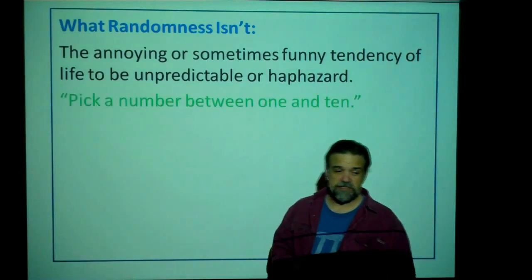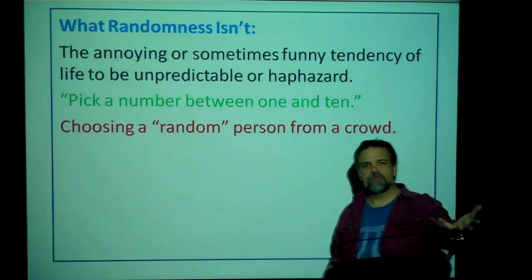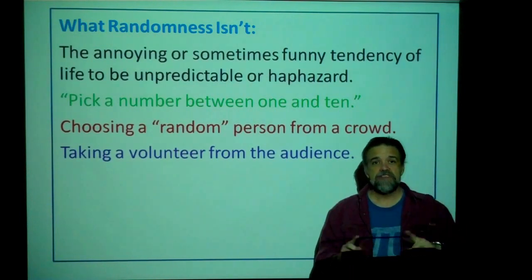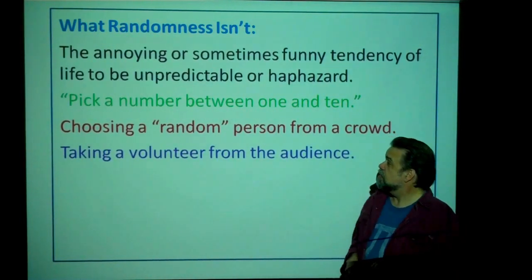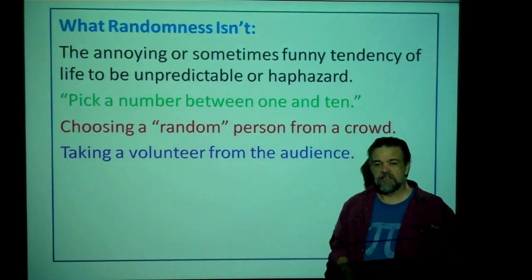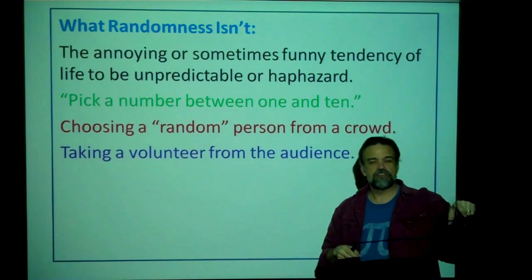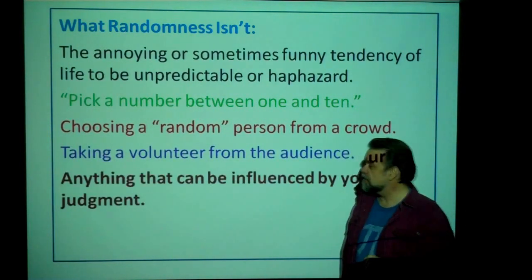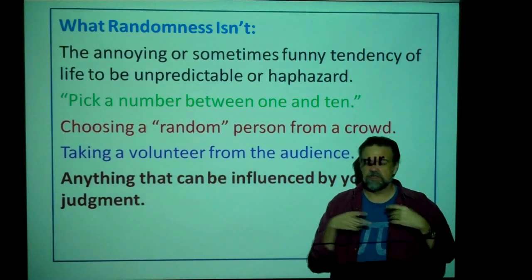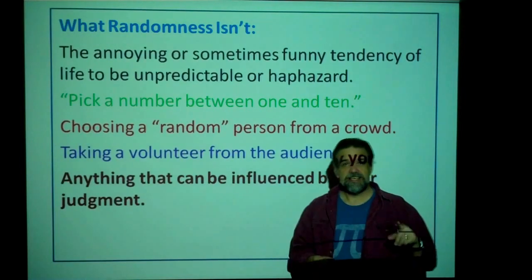What random also isn't is pick a number between 1 and 10, or I'm going to choose a random person from this crowd, or I'm going to take a random volunteer from the audience. No, none of those things are random, and there's a reason why. It's because all three of these things involve my judgment. When I pick a number or I choose an audience member, I'm using my judgment. And anything that can be influenced by my judgment is not random. Okay? So that's what randomness isn't.